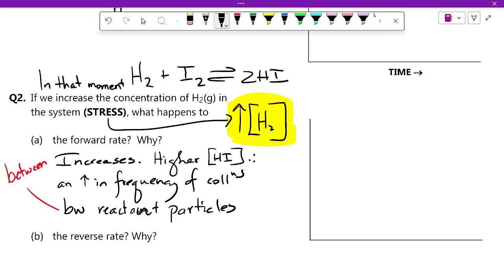Oh, H2, thank you. Sorry, if you wrote this down, yeah. I wrote HI, it should be H2. Okay, I'm going to highlight that in green, my boo-boo. Okay, boo-boo has been fixed. Thank you.